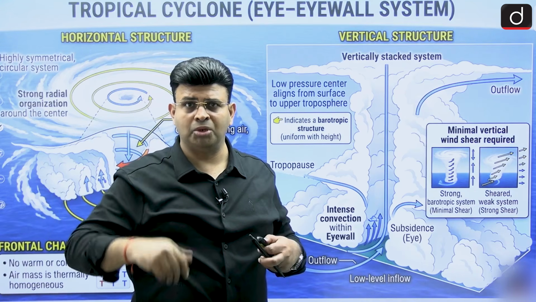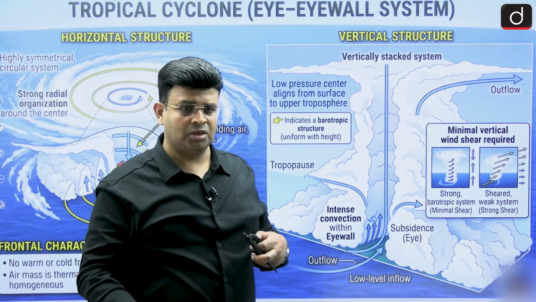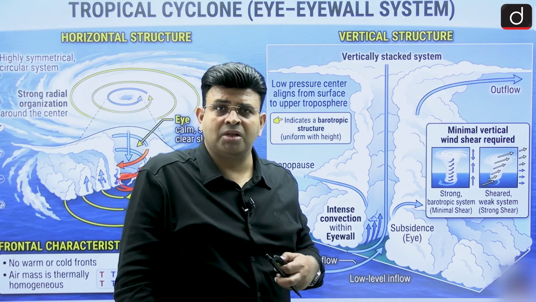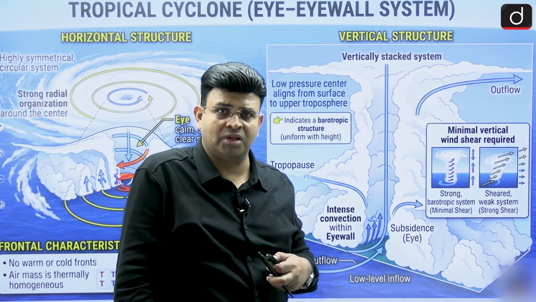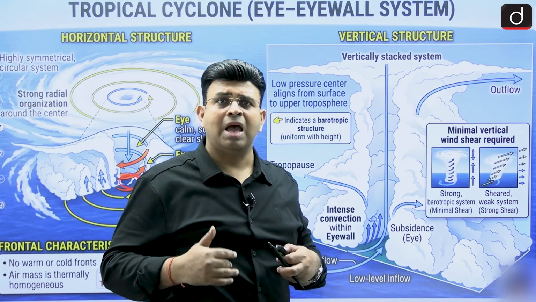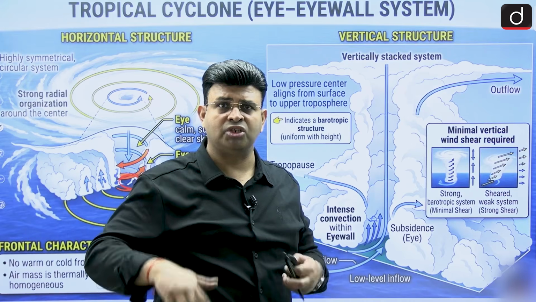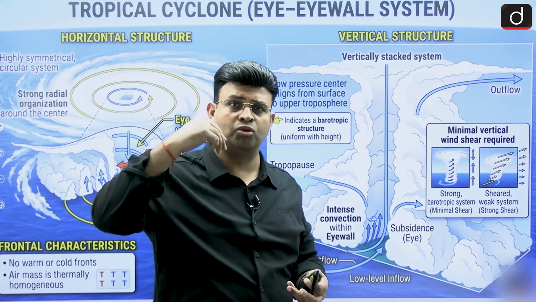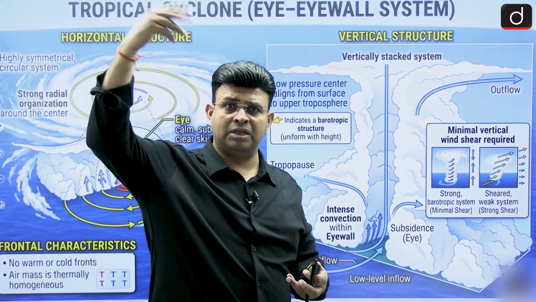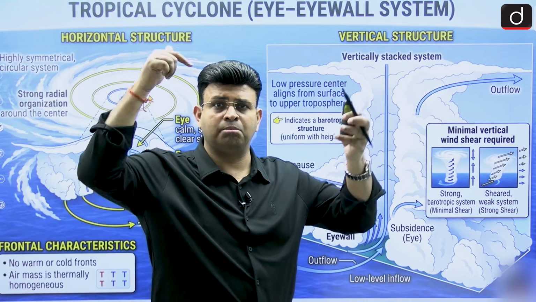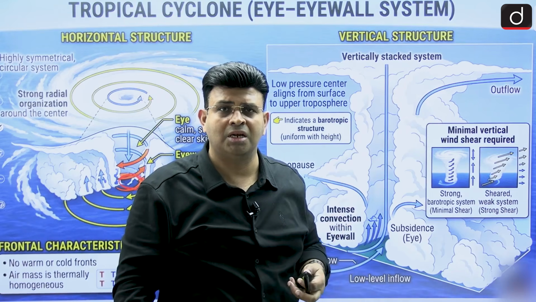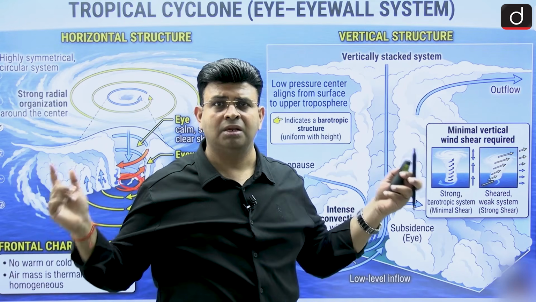For the formation of a tropical cyclone, the sea surface temperature should be more than 26.5 or 27 degrees Celsius, down to a depth of 50 to 60 meters. Such a large amount of hot water goes up, releasing latent heat of condensation. This released latent heat makes the eye warmer than the surroundings.